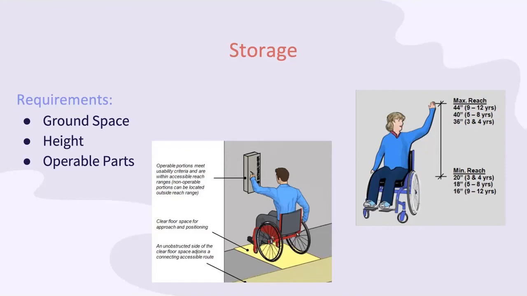And then on the right, you can see as an example, the reach requirements really vary by the age of the person who's going to be using it. And also there are even more requirements based on the angle you're reaching from. So that varies widely. And that is it.